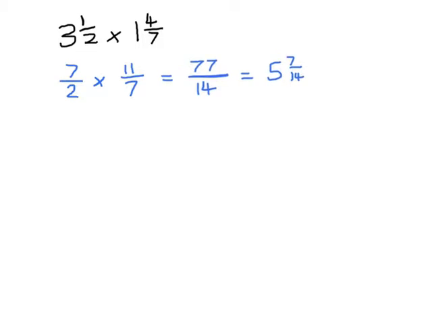We're not finished though. You always need to check to see if this fraction will simplify, and it does. 7/14 is the same as a half, because 7 goes into 7 once and 7 goes into 14 twice, so it's 5.5.